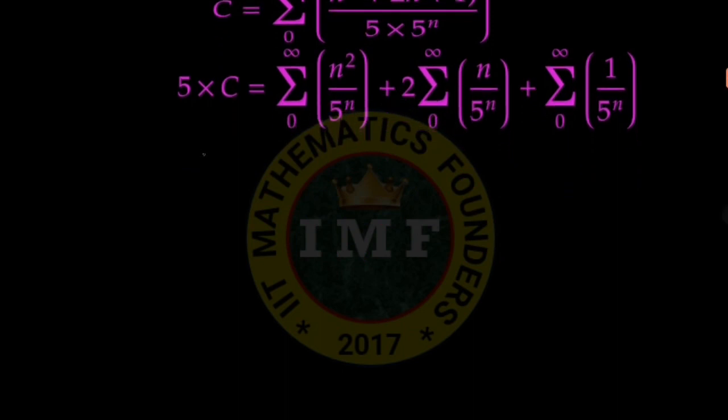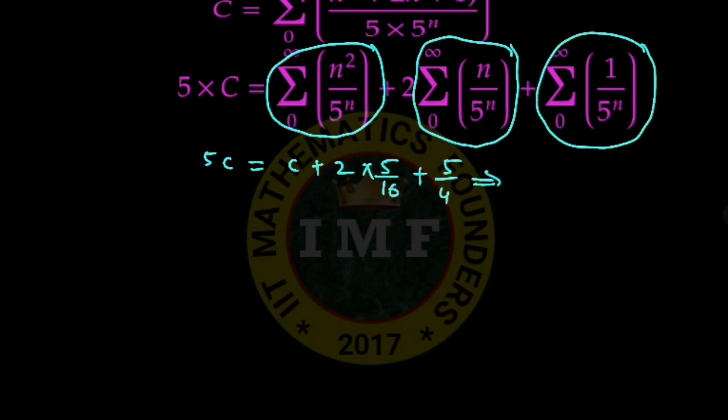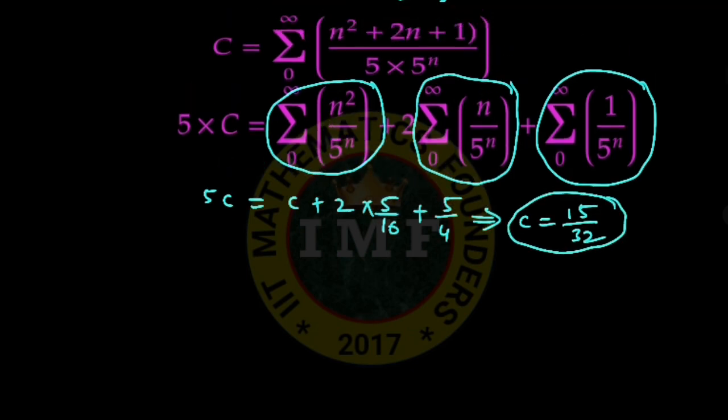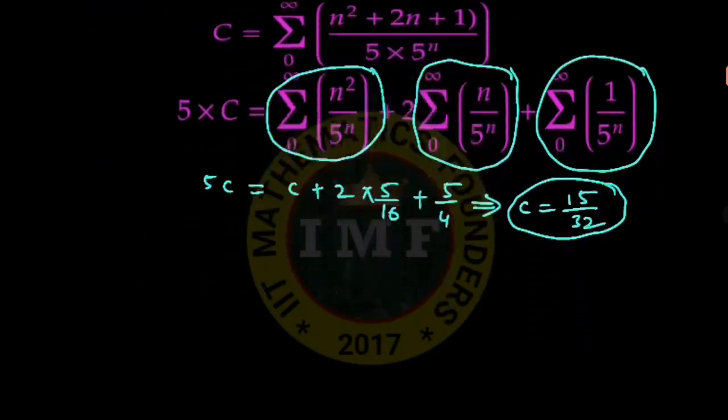Now 5C equals, this is already C, C plus 2 into D, that is 2 into 5 by 16, plus E, that is 5 by 4. On simplification you are going to get the value of C as 15 by 32. Okay, now we got the C value. Let us find out B.